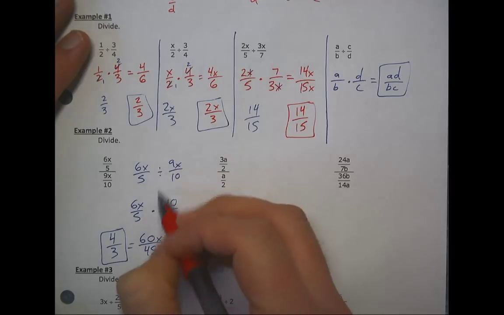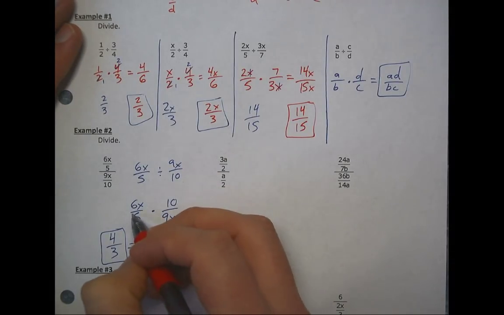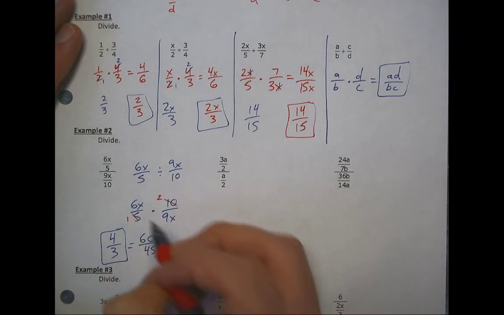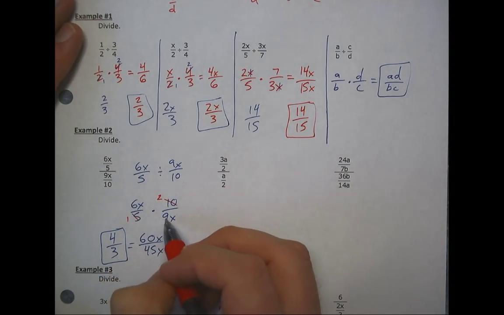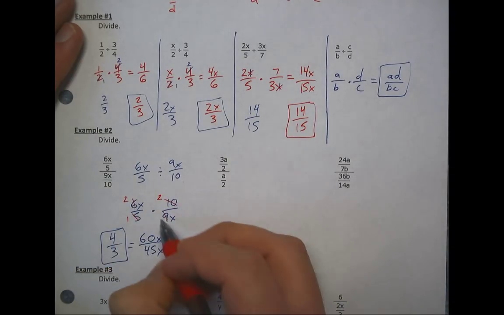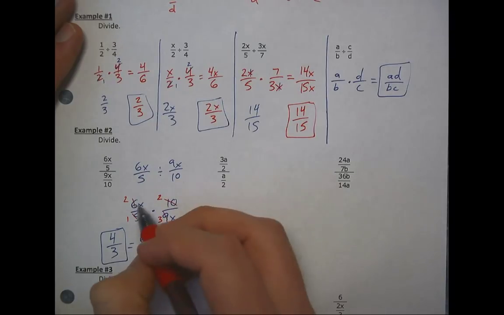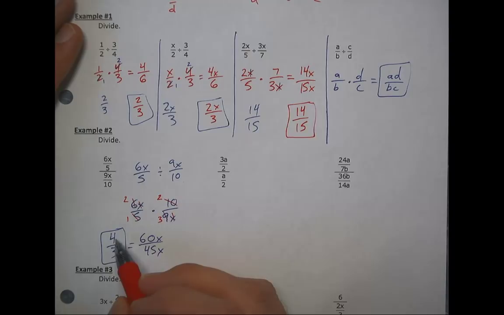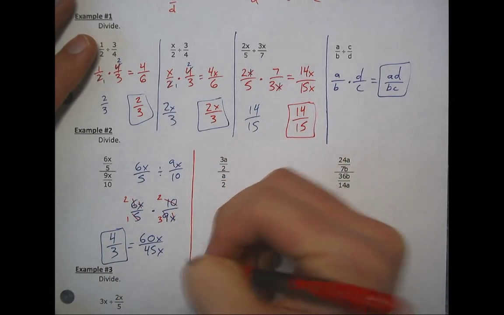And after you flipped, you could have started canceling right here, the 5 and the 10. Divide by 5, you'd get a 2 and a 1. And the 6 and the 9, divide those by 3, and you'd get a 2 and a 3. And the x and the x cancel. So you're going to go 2 times 2 and get 4, and 1 times 3 and get 3. So you can do that as well.